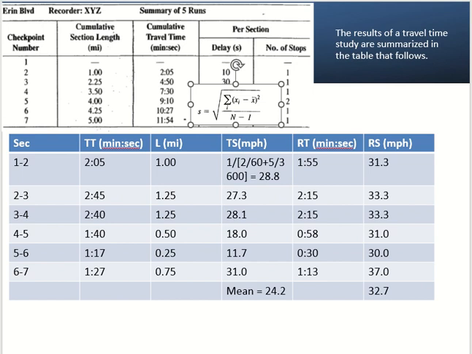Again, just for the sake of clarity, you are doing this. And for the second case, you will pick the values from the running speed column and take the mean as 32.7.